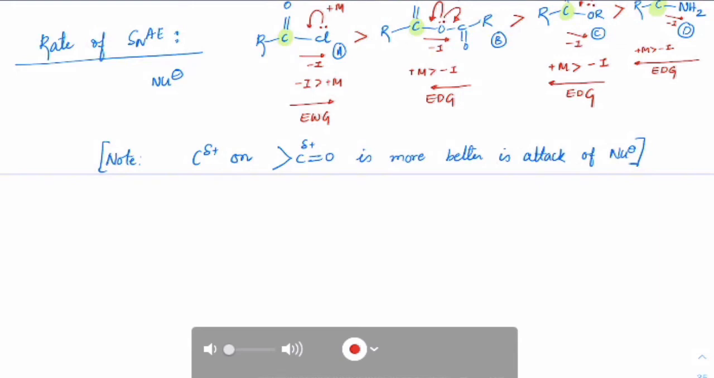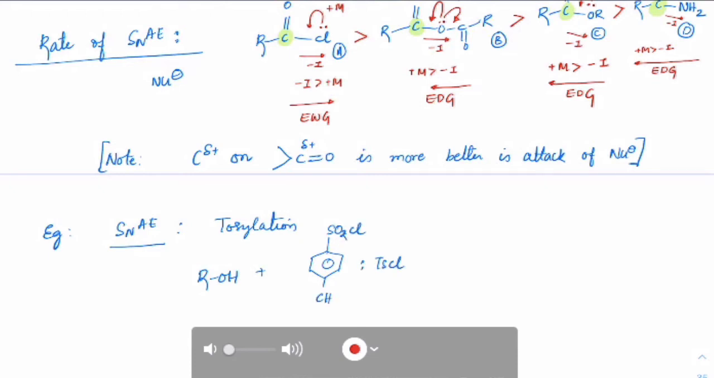A similar type of SNAE to the last example you will observe during tosylation. During tosylation also we will see addition-elimination happening. Let me remind you what tosylation is. If alcohols are treated with tosyl chloride, this is CH3 C6H4 SO2Cl, TsCl, tosyl chloride. When you treat with this, overall we will get OTs plus HCl.